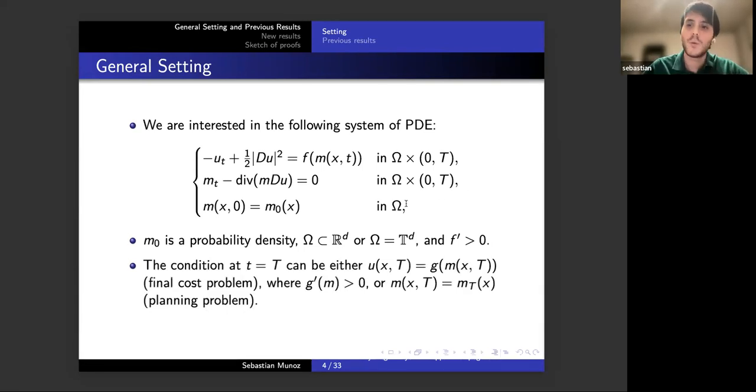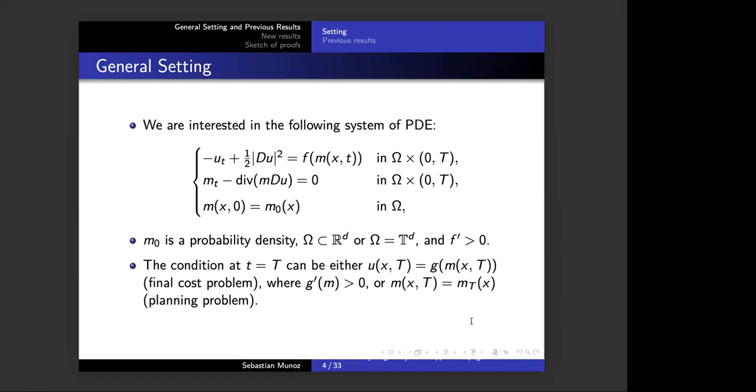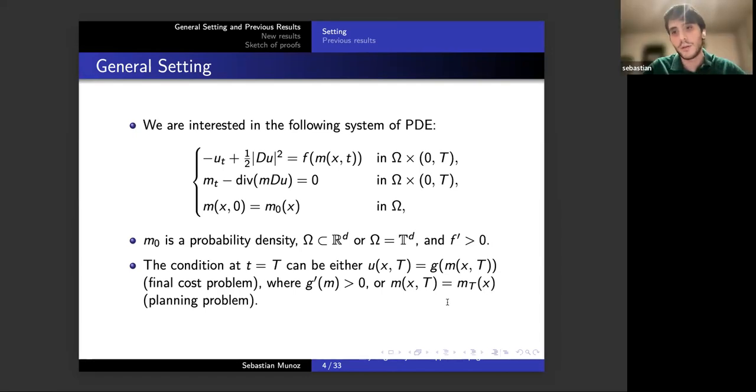I'm not specifying the condition at the terminal time, but there's always a condition imposed at the terminal time. There are two possibilities. Either we prescribe the terminal value of u, or we prescribe the terminal value of m. In the first case, that is called the final cost problem, and the second case is called the planning problem. Typically, the planning problem is more of an optimal transport problem, whereas the final cost problem is more associated to mean field games.